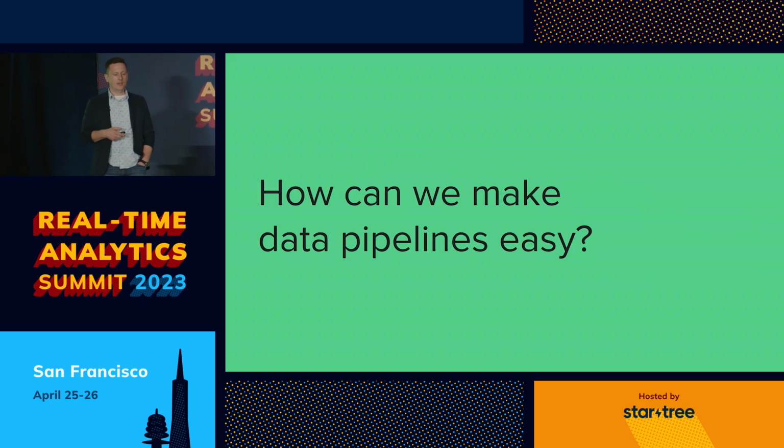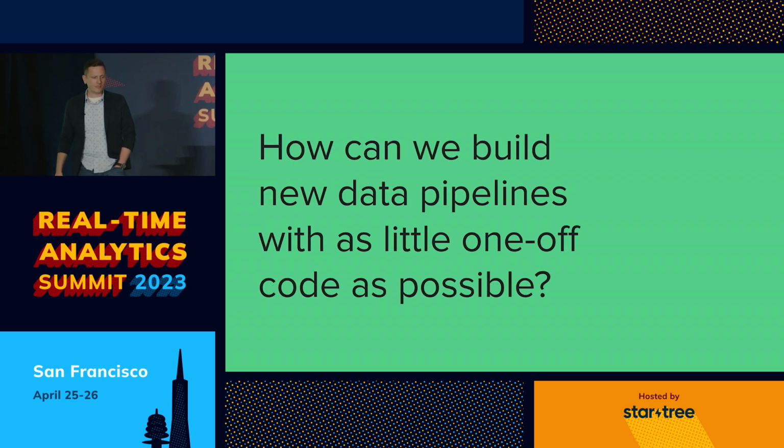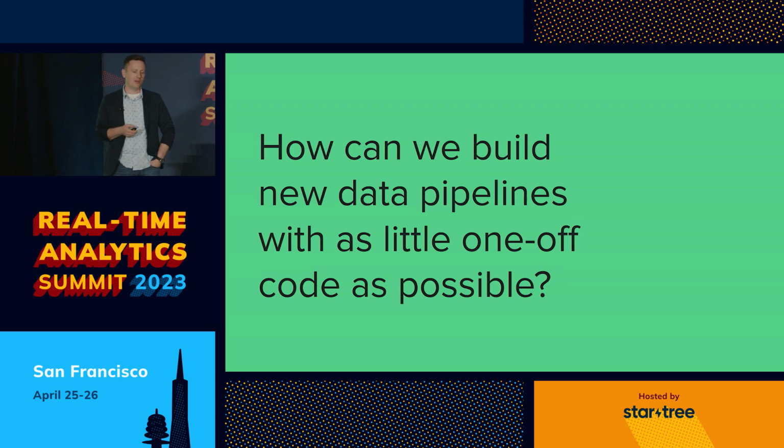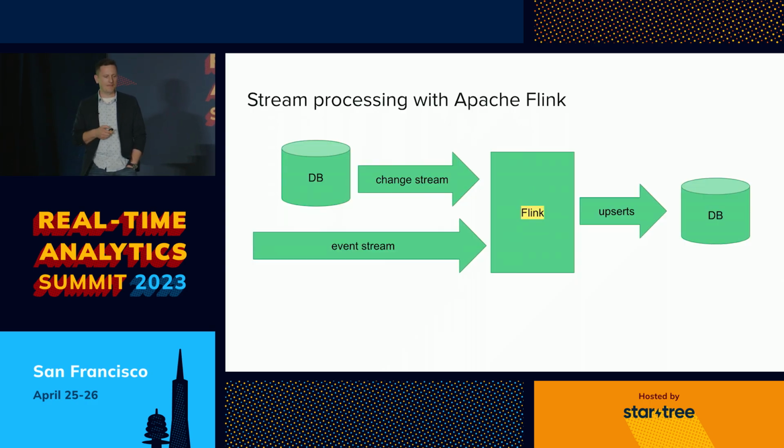All right, so hopefully I've sold data pipelines to you. How do we make them easy, right? And I'll narrow the scope of that question to how can we build new data pipelines with as little one-off code as possible? What I'm going to show you is a lot of upfront work. But once we build out this machinery at our organizations, building Flink Job 2, building Flink Job 3, and so on become very easy.